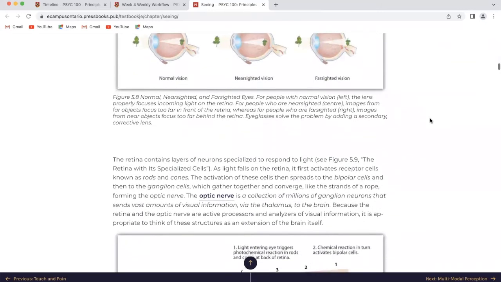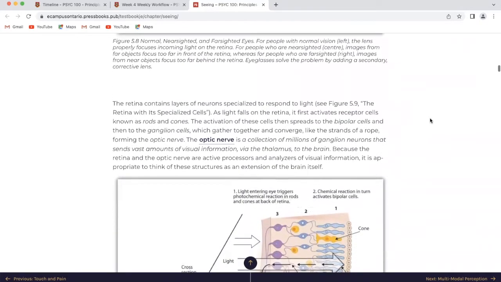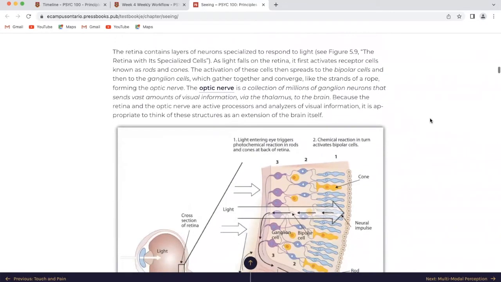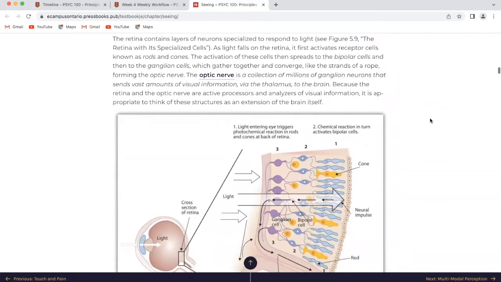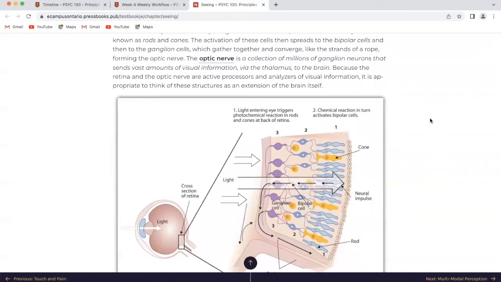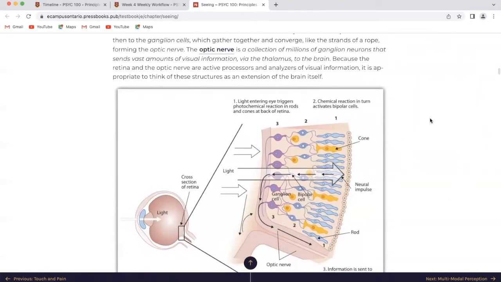The retina contains layers of neurons specialized to respond to light. The retina, with its specialized cells, is the new figure that we have here coming up. As light falls on the retina, it first activates receptor cells known as rods and cones. The activation of these cells then spreads to the bipolar cells and then to the ganglion cells, which gather together and converge like the strands of a rope, forming the optic nerve.